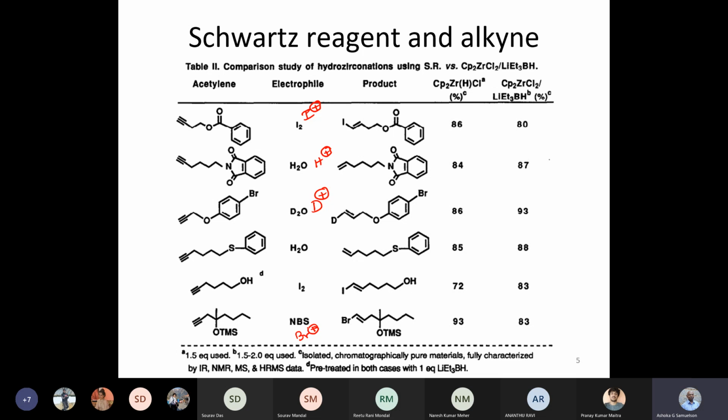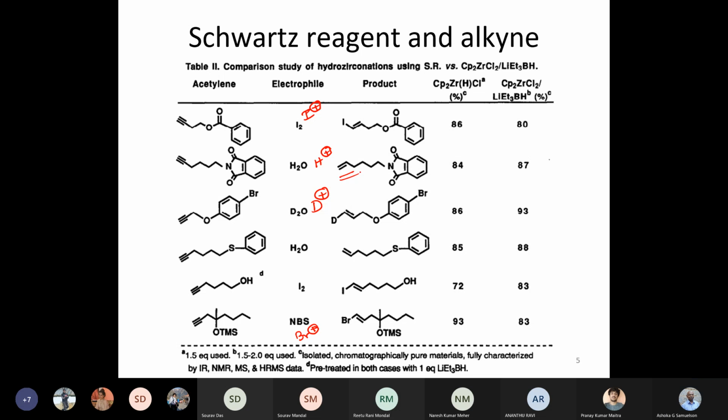So you can see that the second group that is added ends up in the terminal position. The first hydride that came in from the Schwartz reagent is added in the internal position. And that is why, here for example, it's just as if it is hydrogenation. You have added an H minus from the Schwartz reagent and an H plus. So you have just reduced the alkyne to an alkene.